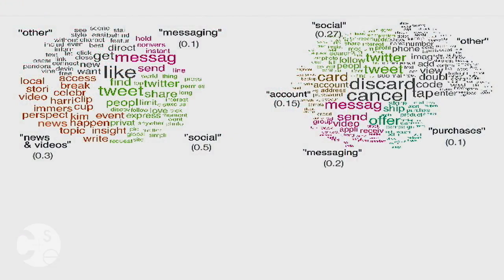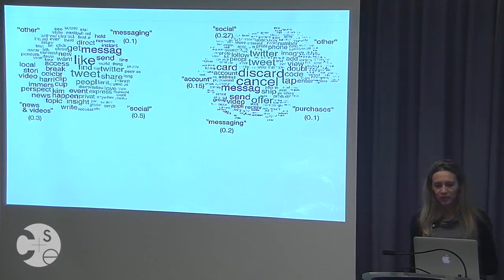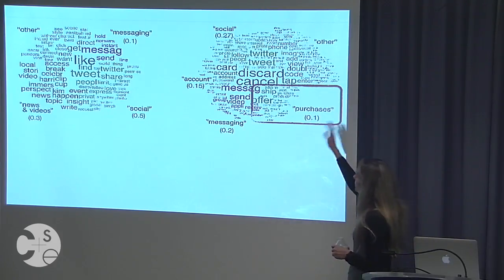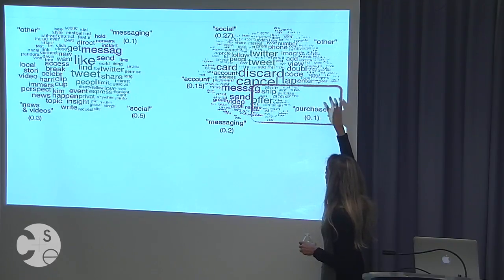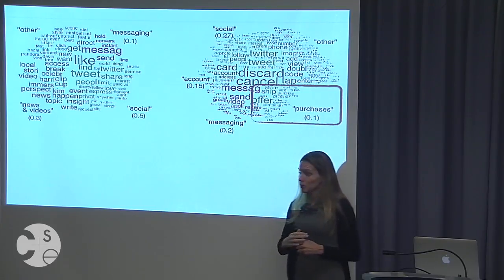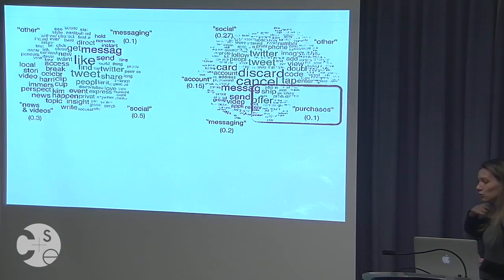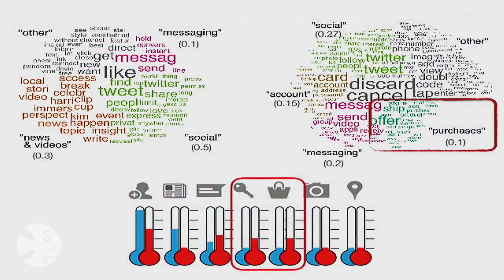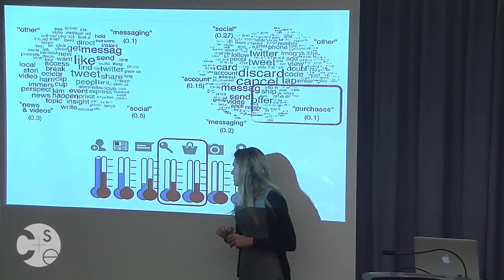This is the example of the two topic models of Twitter. On the left is the one related to the description, and on the right the one related to the UI. Here we report the probability of belonging to the different topics. As you see, the probability of belonging to the purchase topic on this side is not present at all on the other side. So it is something that we think is relevant, and that's why we report this. In the end, Twitter appears as an anomaly for two topics. The first one is purchases, and the second one is account.